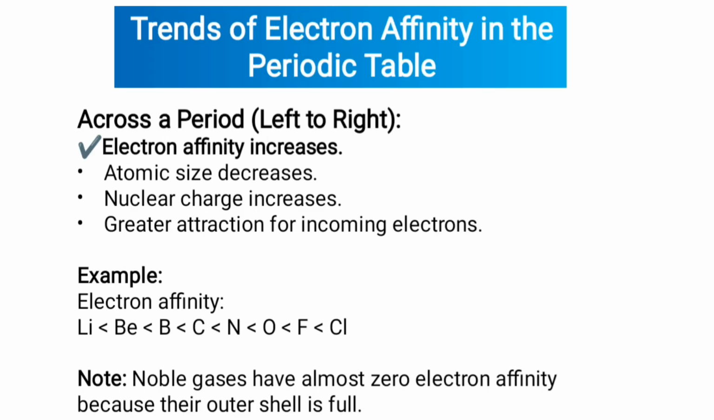Now, trends of electron affinity in the periodic table. My dear student, across a period, meaning from left to right, electron affinity increases because atomic size decreases and nuclear charge increases, giving greater attraction for incoming electrons. Example: electron affinity of lithium is less than beryllium, less than boron, less than carbon, less than nitrogen, less than oxygen, less than fluorine, and less than chlorine.